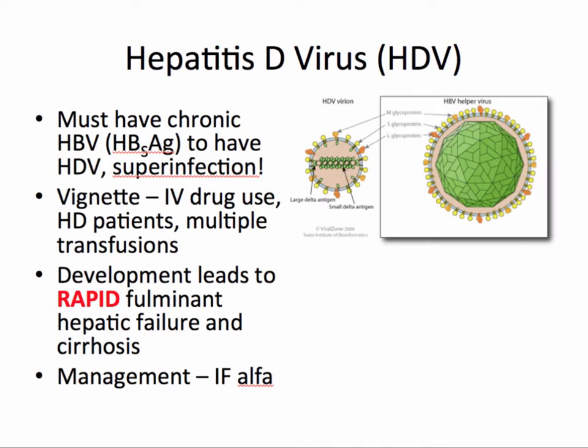In order to get hepatitis D, the individual must have chronic hepatitis B. Hepatitis D essentially acts like a superinfection. At-risk individuals include IV drug users, hemodialysis patients, and those receiving multiple transfusions. The development of hepatitis D leads to rapid fulminant hepatic failure and cirrhosis. Management includes the administration of interferon alpha.